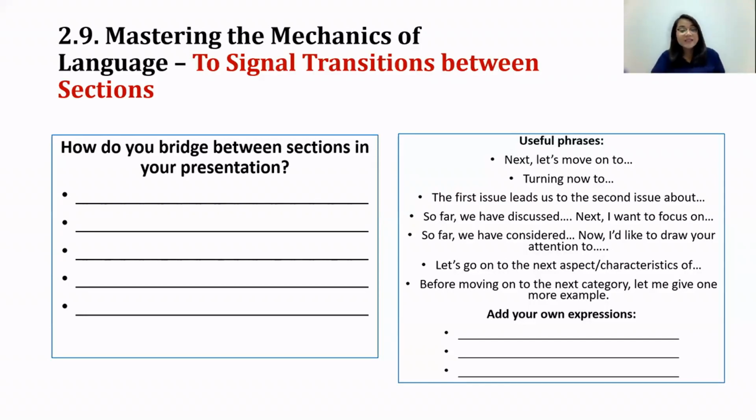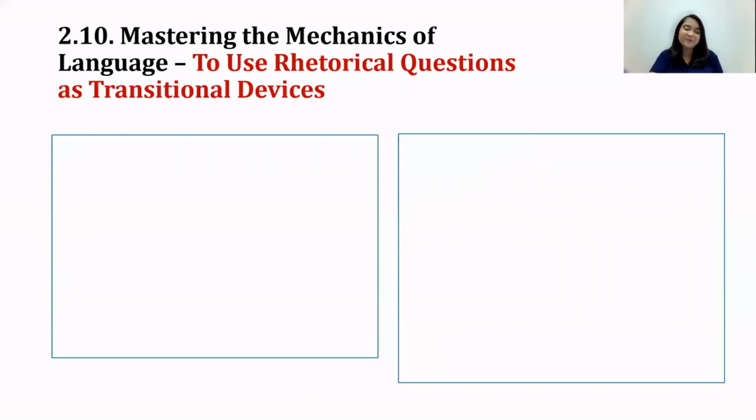Whenever you're finished, let's move on to the next one, the 10th type of mechanics of language that we need to master. It's about using rhetorical questions as transitional devices. A rhetorical question is a question whose answer is actually known already. So it's not like a question whose answer is unknown by the audience, but your audience knows the answer. So that's why we call it rhetorical.